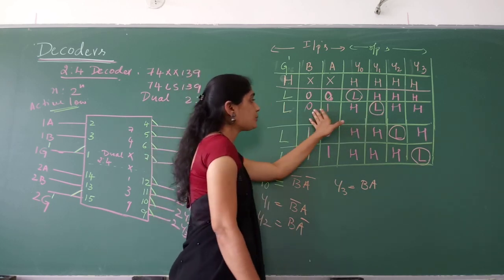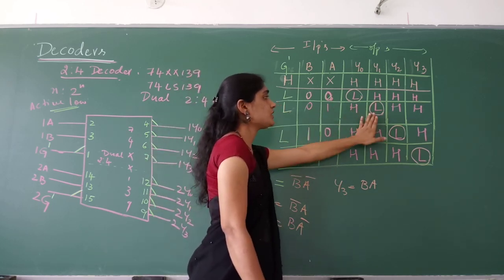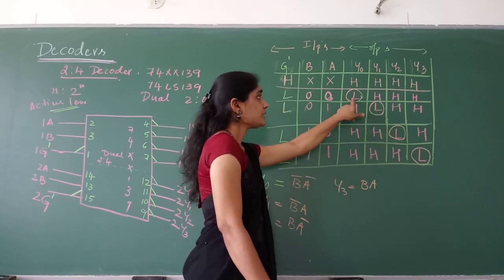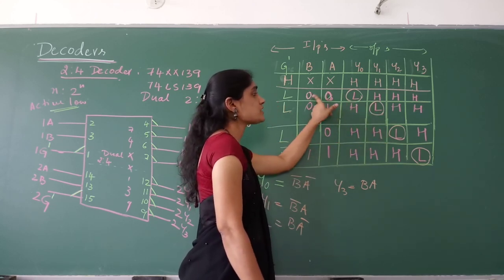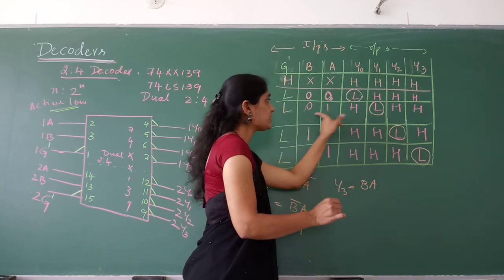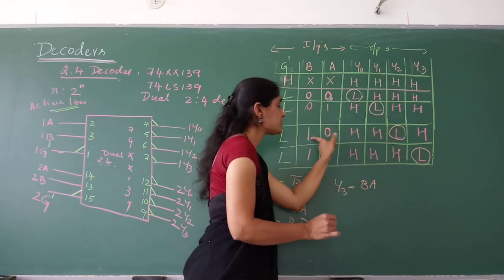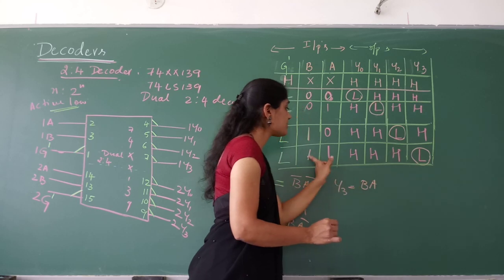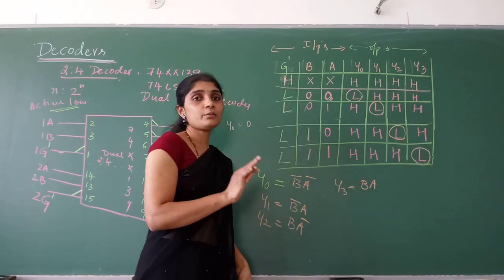You just write the input combinations for which the output is active. Here the output is active, so it is for 0, 0. Here the output is active, it is for 0, 1. Here the output is active, it is for 1, 0. Here Y3 is active, it is for 1, 1. Don't get it confused with the min terms.